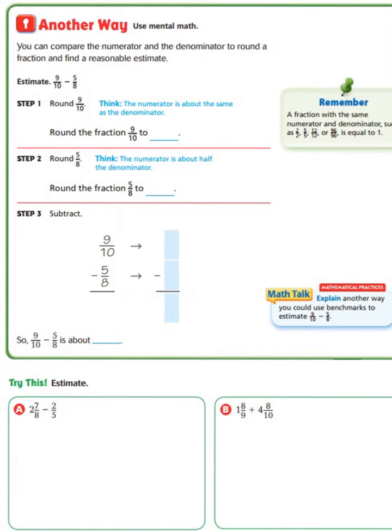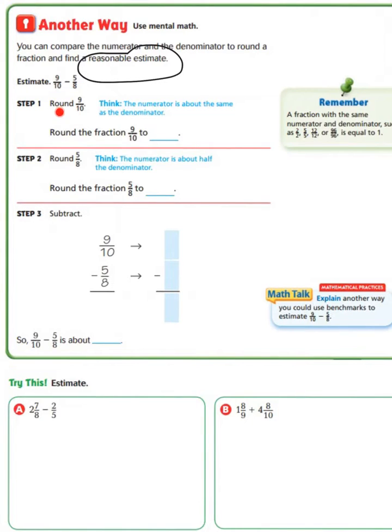Now let's look at another way that we can use to find the estimated sums and differences, and that is to use mental math. So you can compare the numerator and the denominator to round a fraction and find a reasonable estimate. Those are our keywords, reasonable estimate. So we will begin by estimating 9/10 minus 5/8.